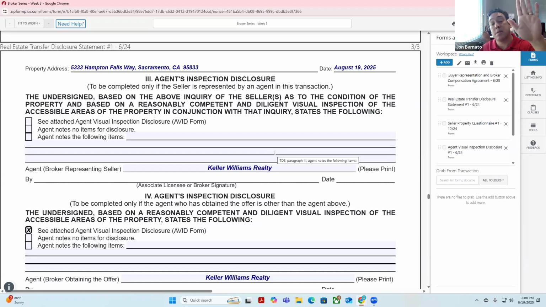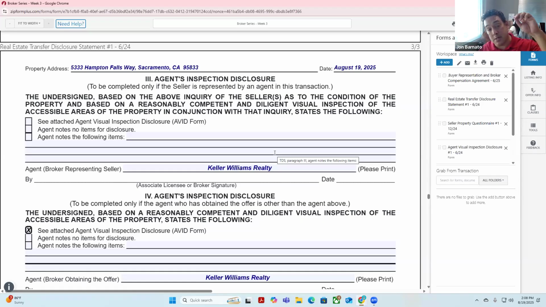So if you provide the TDS and SPQ, but you're lazy about your AVID, and on day 25 of the escrow you finally get around to doing your AVID and you send it to them, they have released all contingencies. Basically from day 25 to 30 of that escrow, the buyer can cancel the deal and get their deposit back because you provided a TDS disclosure. Anytime you provide it, this is not just a one-time thing. It's anytime you provide a disclosure that is attached to the TDS.